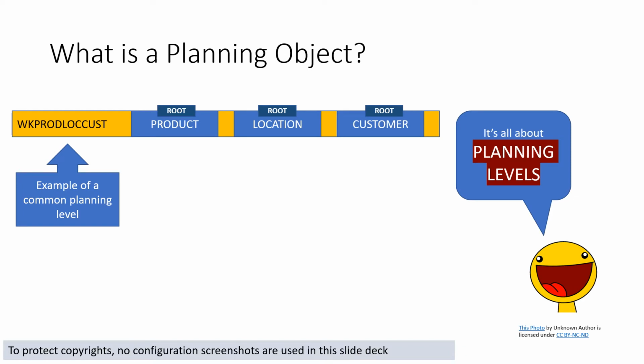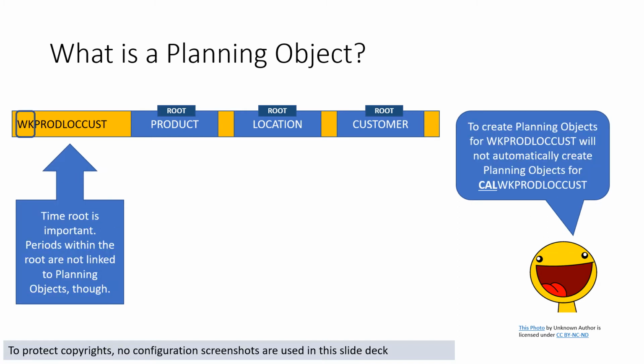This is an example of a common planning level: week, prod, load, cust. It's all about planning levels. Time root is important, but periods within the root are not linked to planning objects though. We'll talk about periods later.